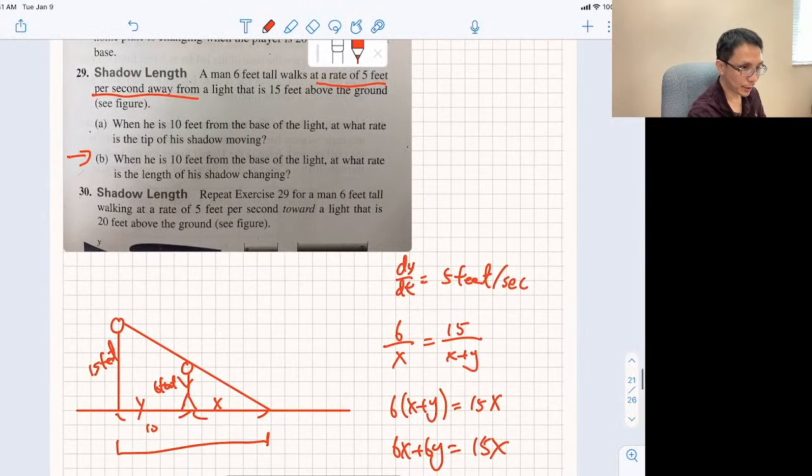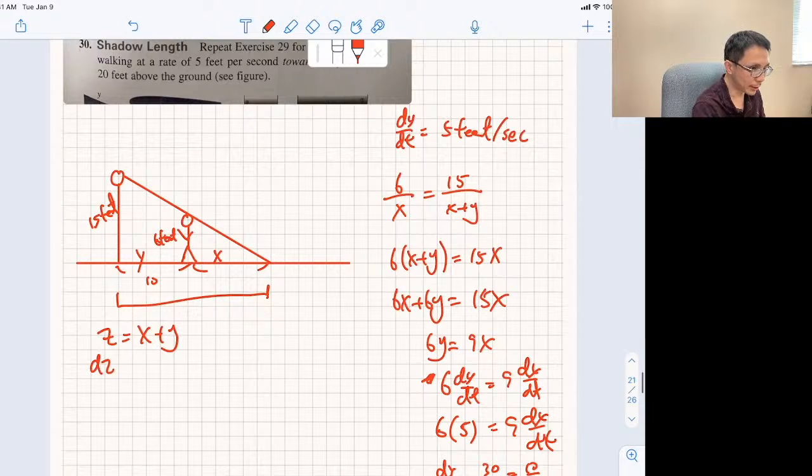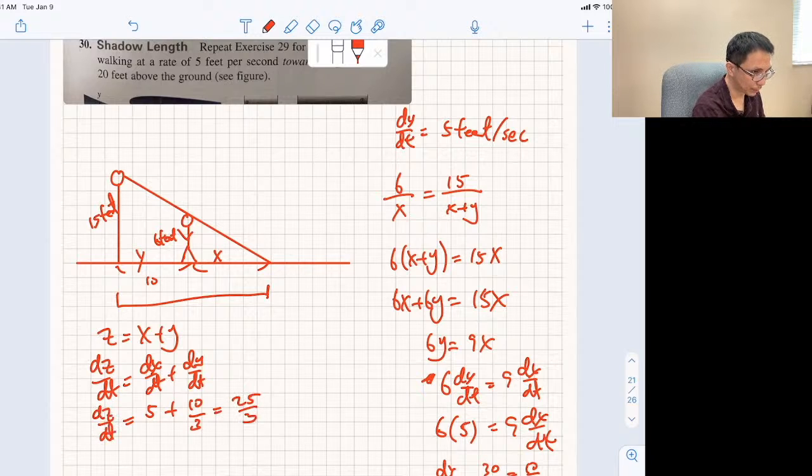dy dt is the answer for B, because that's how fast the shadow is growing. Now, as far as 10 feet away from the base of the light, the tip of the shadow is going to be x plus y equal to z. So z represents the tip of the shadow because it's including here to here. So dz dt is equal to dx dt plus dy dt, right? dx dt is 5 plus dy dt is 10 over 3, so it'll be 25 over 3. So dz dt is the tip. And dx over dt is 10 over 3, right? Yeah.